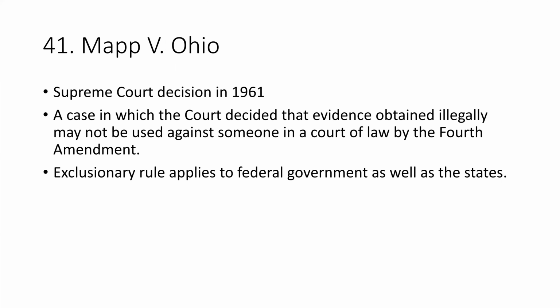Number 41, Mapp versus Ohio, Supreme Court decision in 1961, a case in which the court decided that evidence obtained illegally may not be used against someone in a court of law under the Fourth Amendment. The exclusionary rule applies to the federal government as well as the states. It's like the fruit of the poisonous tree. If a cop gets evidence illegally, they cannot use it against you in court. You have to get a warrant or probable cause and obtain the evidence legally for them to use it.